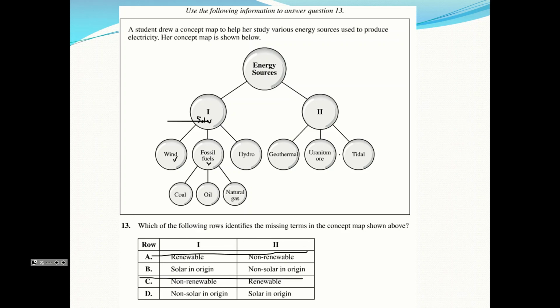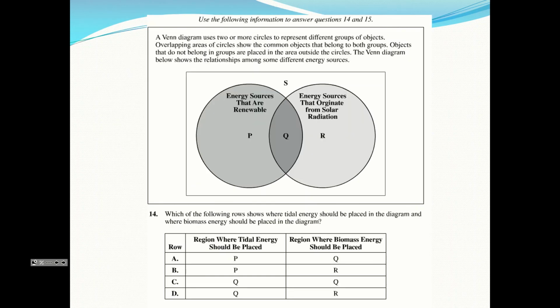These ones here don't require the sun. Tidal can get it from the moon. Uranium was here since the Earth was made, so it doesn't require the sun. And geothermal is the nuclear reactions going on in the Earth, so this is non-solar. So 1 is solar, and 2 is non-solar, so B is the correct answer.